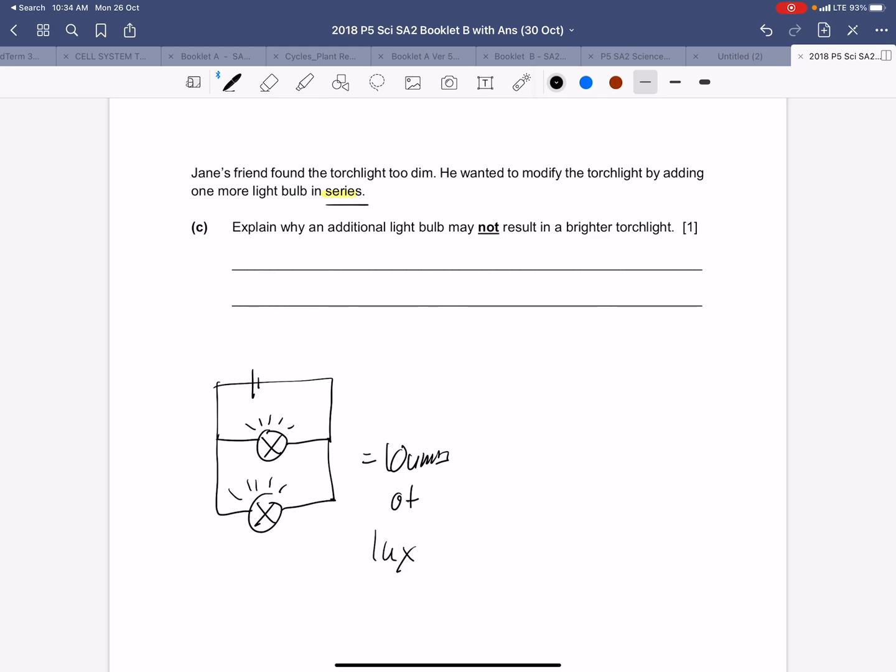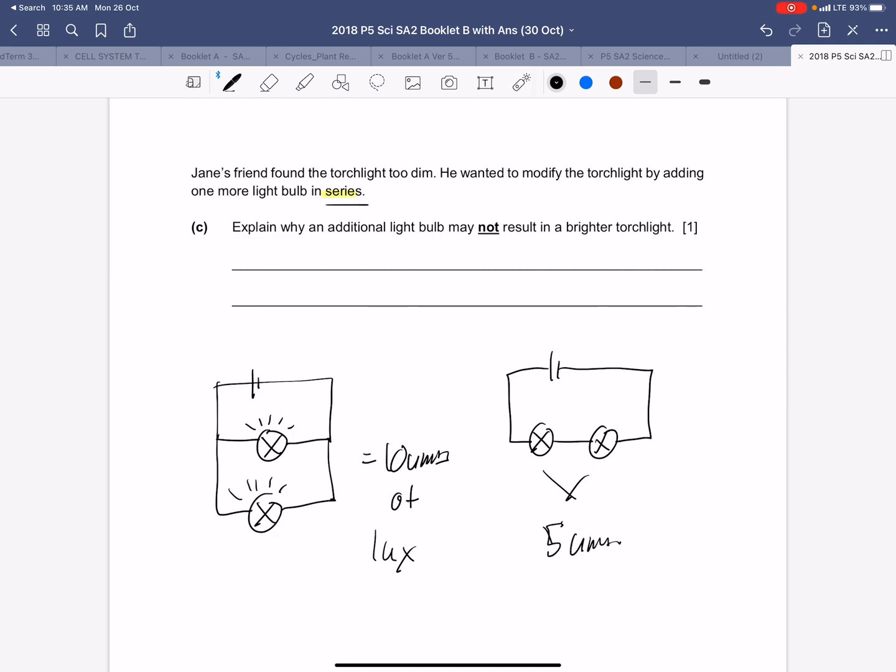or lux, which is a unit for measuring brightness. Now if it's in series, so for example, I have 1 and I'm going to add 1 more, it would not help, because with every single bulb that you add, you are actually sharing the amount of electricity between these two. Alright, and each bulb becomes dimmer with each additional bulb. So it really doesn't help with the amount of brightness. Okay? So together they will still be 5 units of brightness.